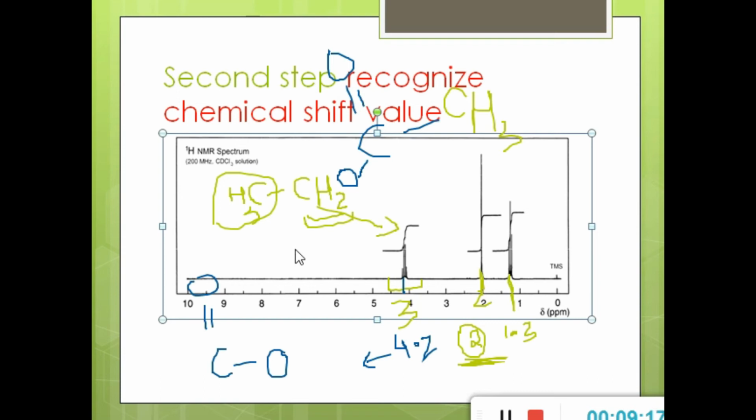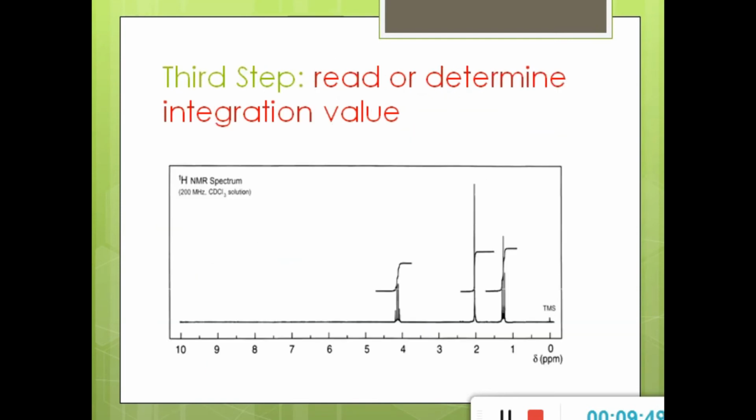It is clearly very simple to determine the structure of the molecule with the help of the splitting, the chemical shift value, and the position of the peaks or the number of the peaks. We have already seen that the first step was the number of the peaks. The second step was recognizing the chemical shift. Third step, here read or determine the integration value. Let's see. Here is the integration value. This is also the integration value.